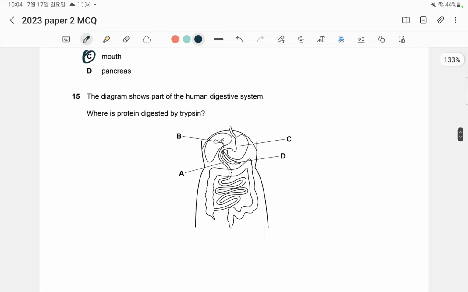Okay, number 15. Where is protein digested by trypsin? And this occurs in the stomach. No, actually, trypsin is found in the small intestine. So the answer would be A.